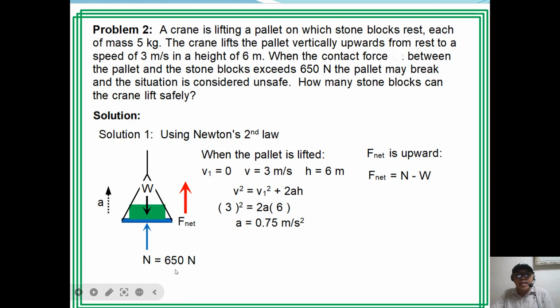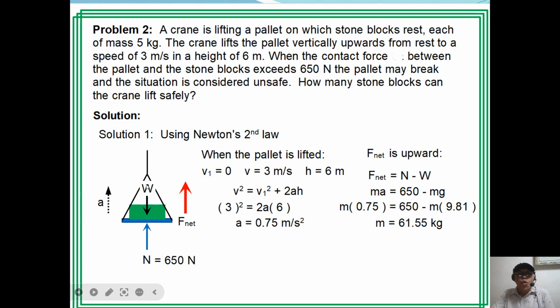And our N is 650 newtons. So, we have here, MA equals 650 minus mg. So, the weight is now equal to mass times g. So, we have acceleration, we have g. So, we can solve for the mass, 61.55 kilograms.